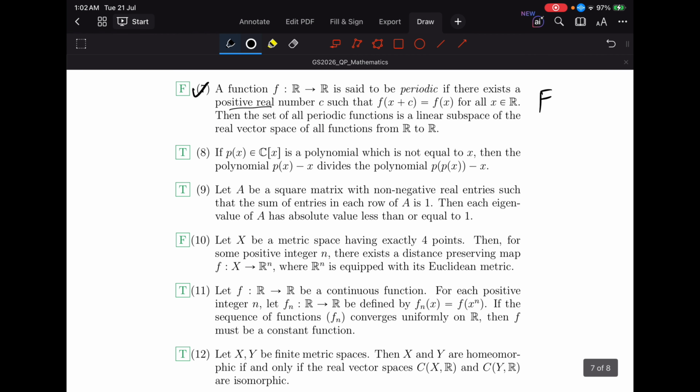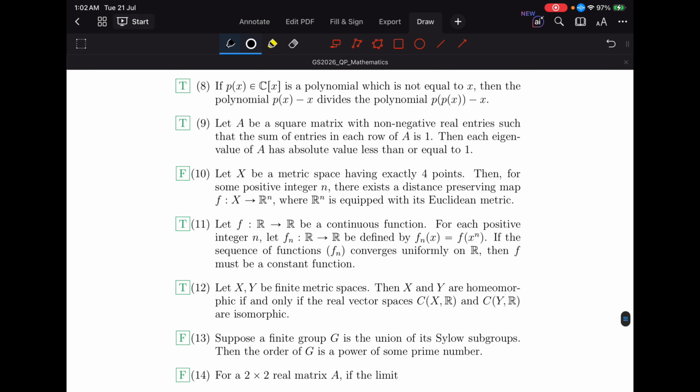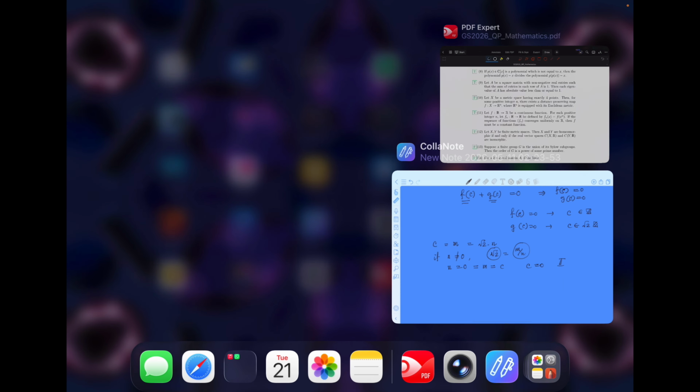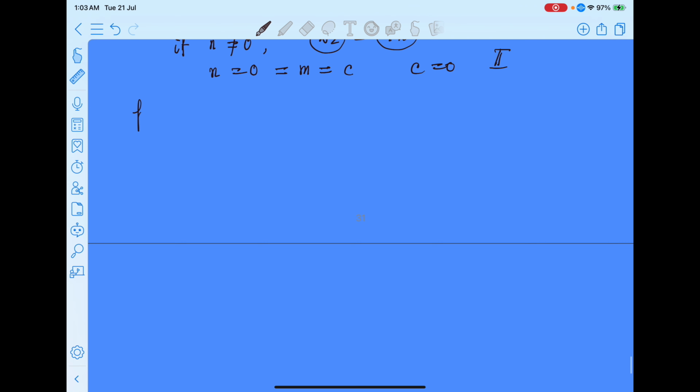Okay, so p(x) belongs to C[x] is a polynomial which is not equal to x, then the polynomial p(x) minus x divides the polynomial p(p(x)) minus p(x). Okay, so let's say p(x) is a polynomial inside C[x]. So let's say p(x) equal to a_n x to the power n plus a_{n-1} x to the power n minus 1 plus dot dot dot a_0.